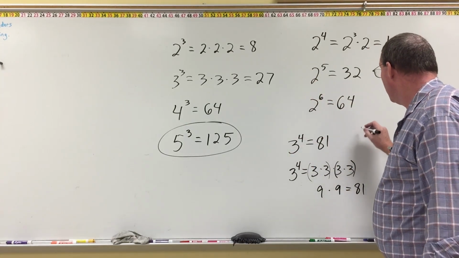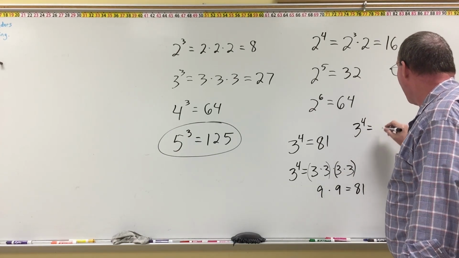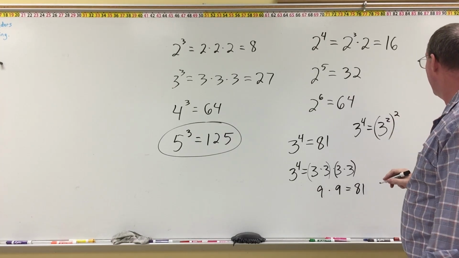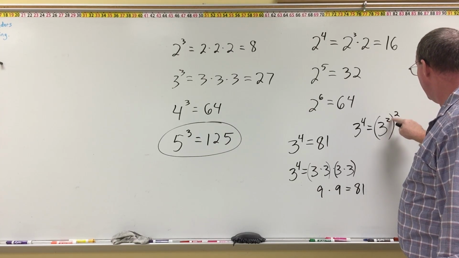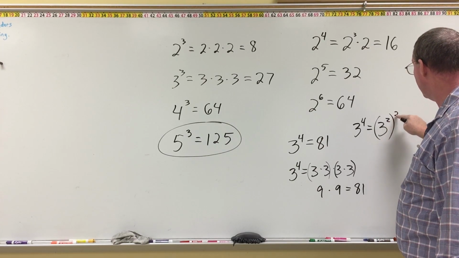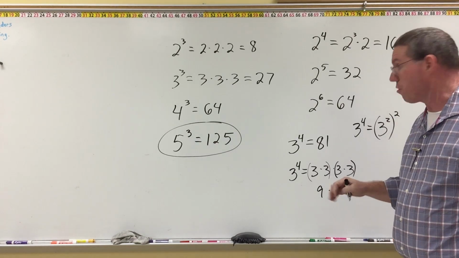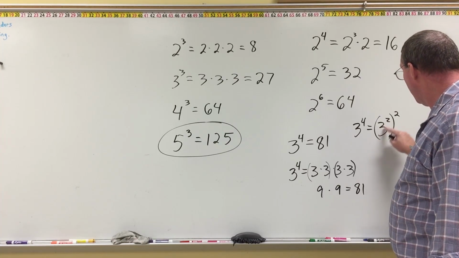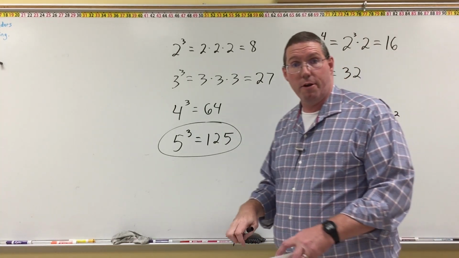We can also write 3 to the 4th power as 3 squared, okay? And so we know that in this situation, we would multiply the 2 times the 2. That would be a 4. So 3 to the 4th power is 3 squared squared. 3 squared is 9. 9 squared is 81. So there you go, okay?